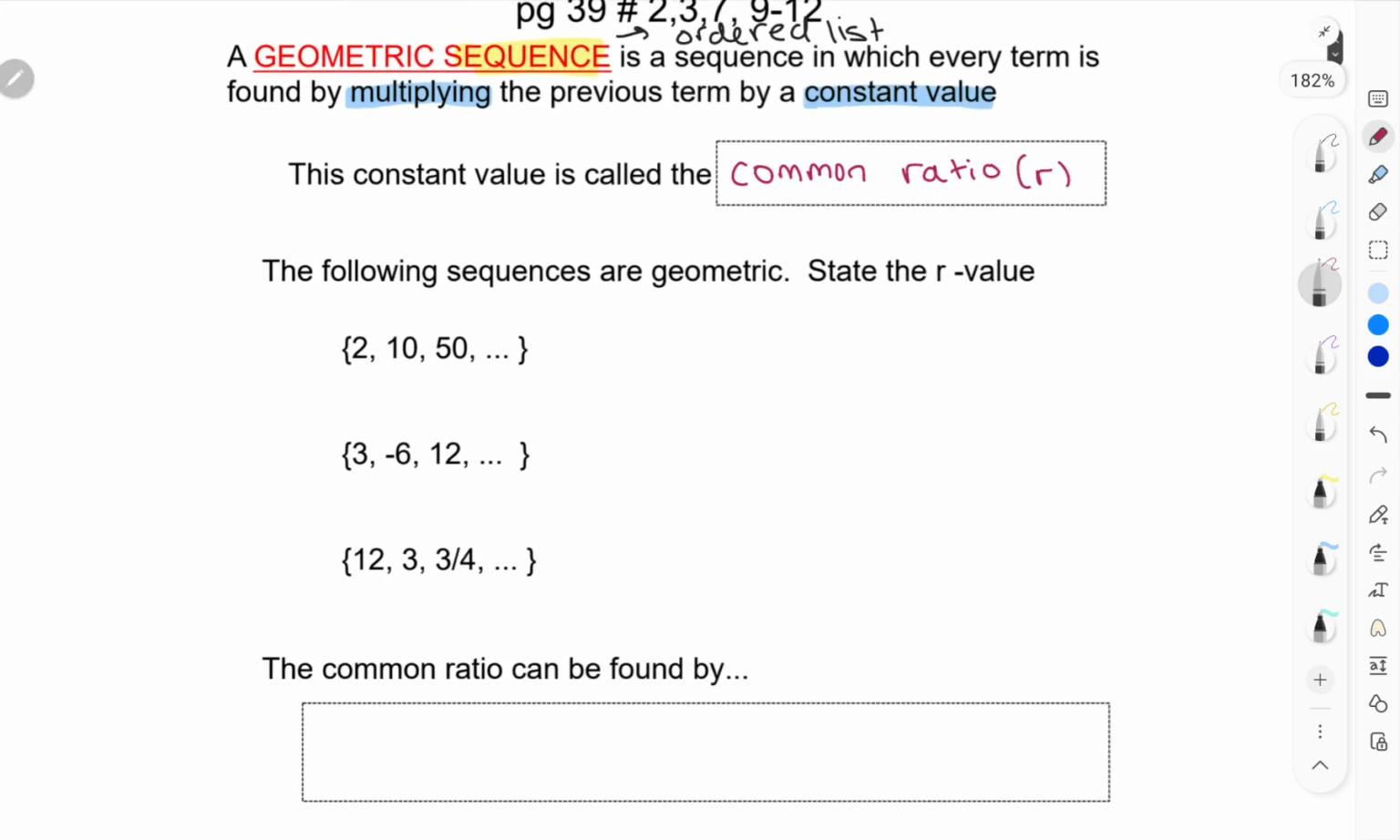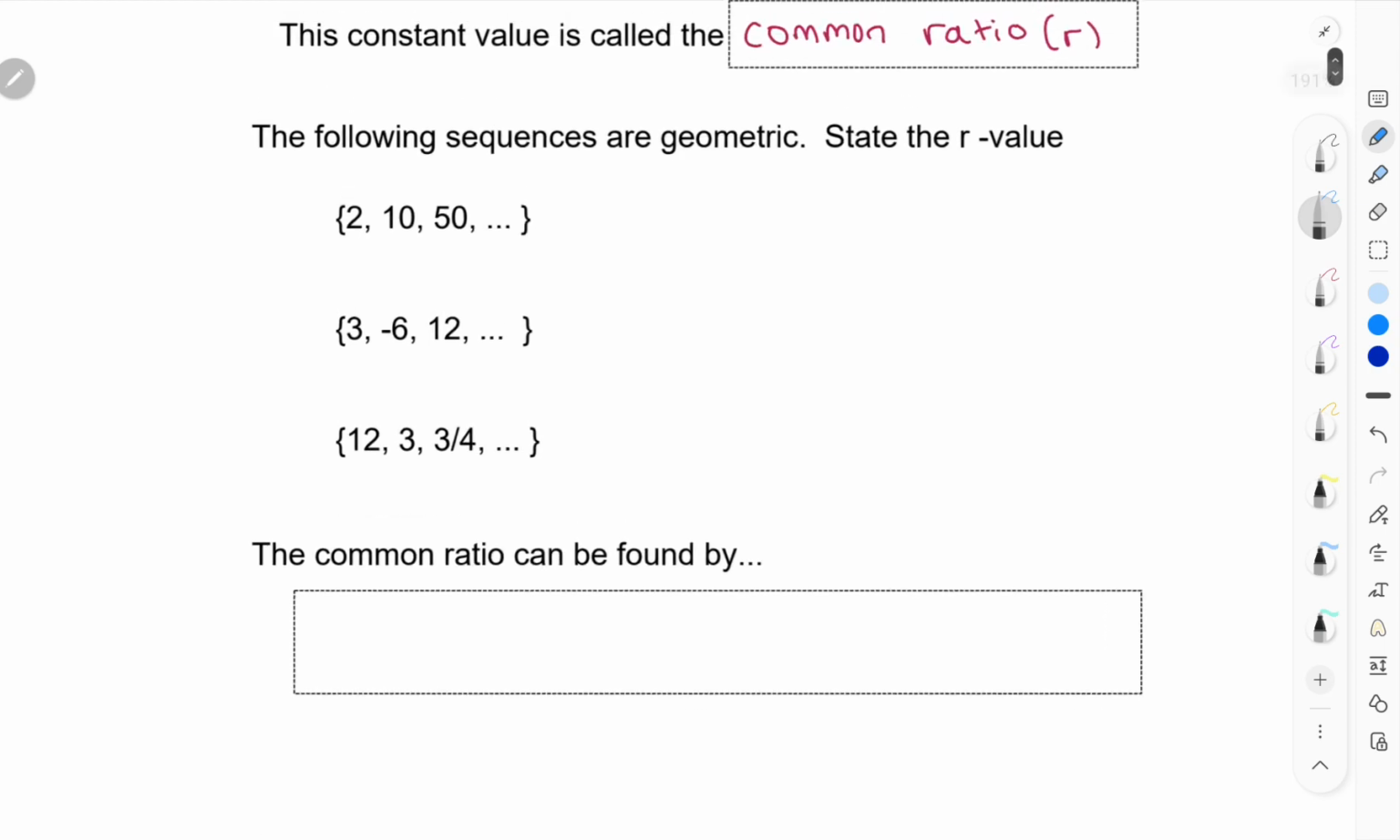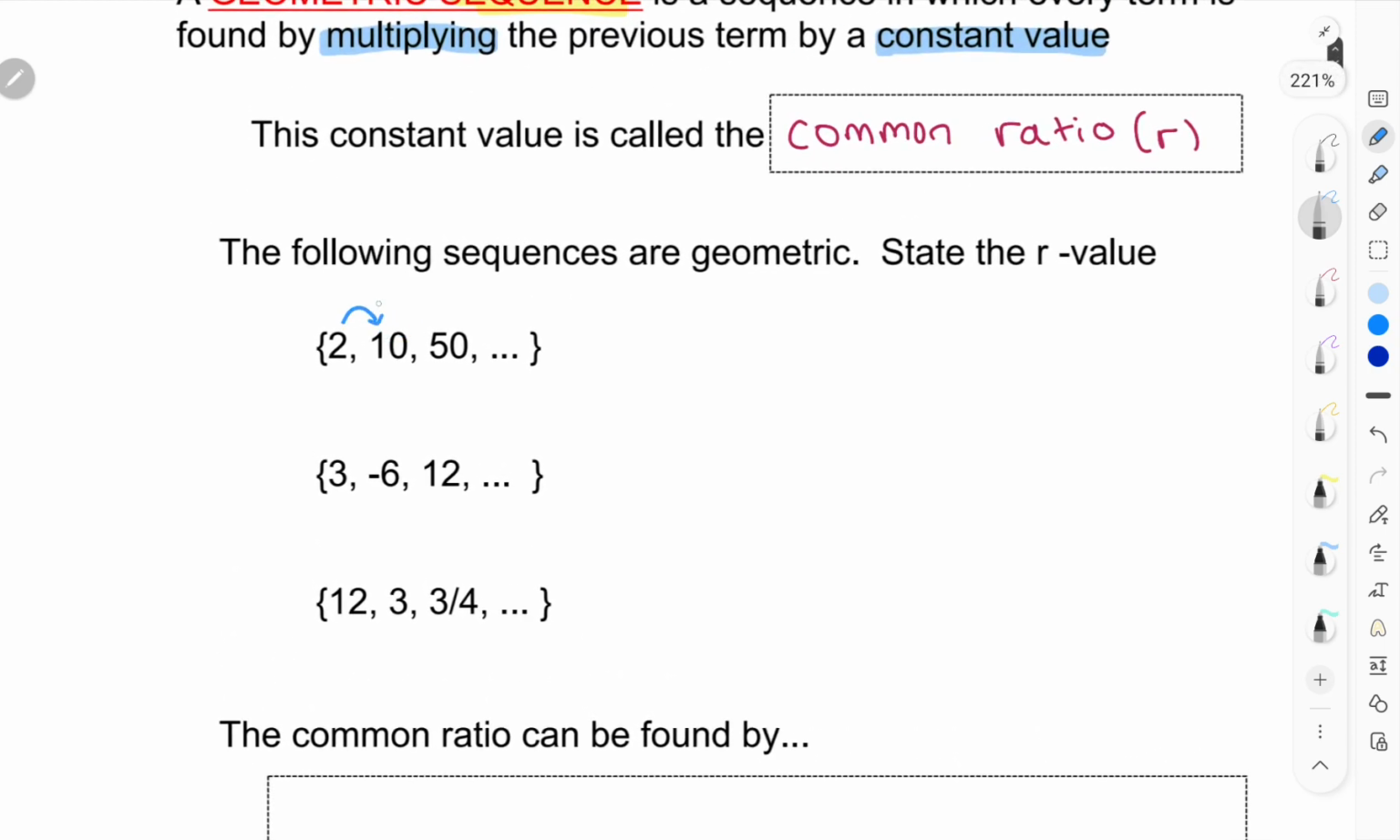So if I look at the following sequences, I notice they're definitely not arithmetic, right? Because I don't have a constant pattern. If I was to go from 2 to 10, I'd be adding 8. 10 to 50 is adding 40. So because it's not a common difference, it's not the same jump in terms of addition each time, it's not arithmetic, right? It is a sequence. It's an ordered list of numbers.